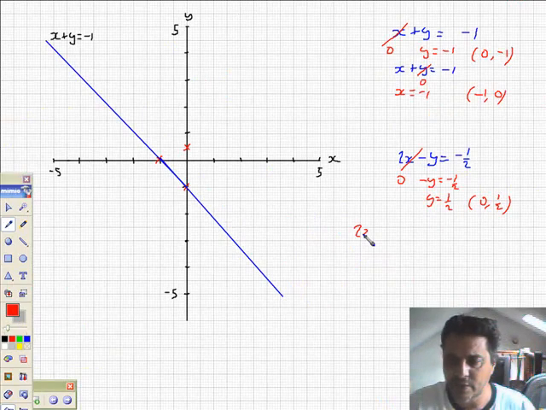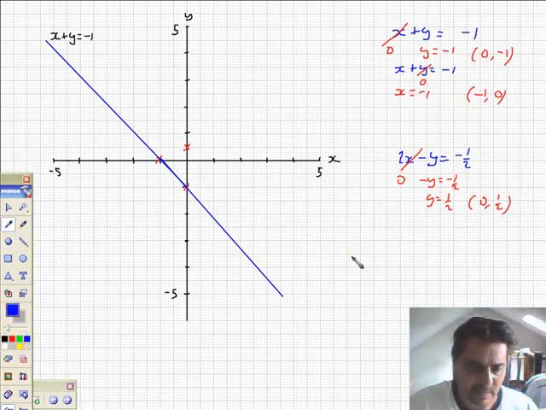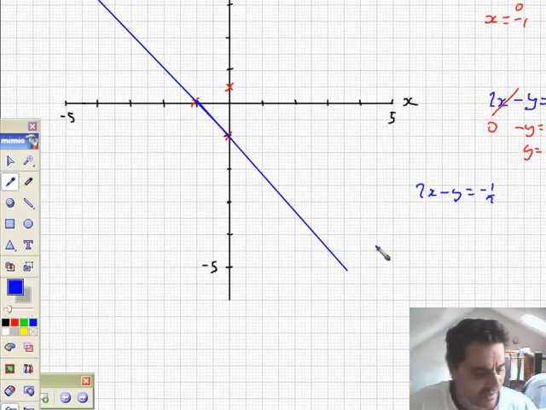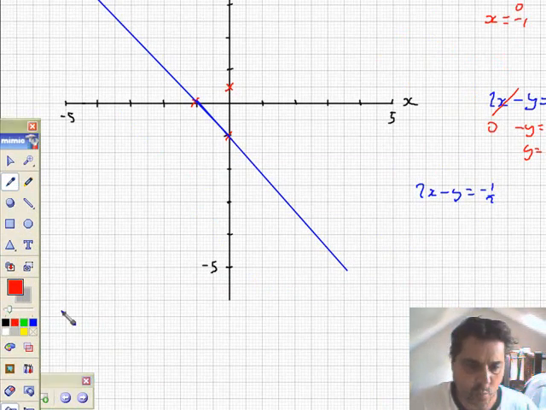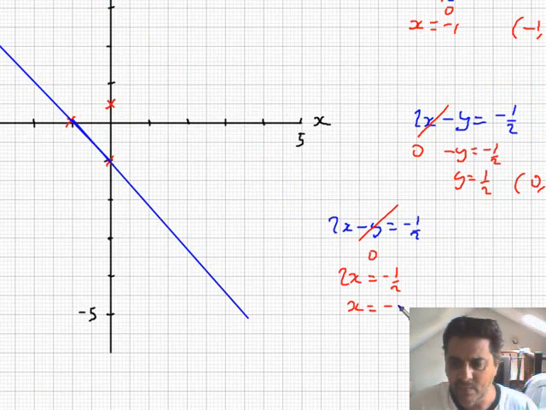Return to the original equation. In blue I prefer, actually. That one. So 2x minus y equals minus a half. We're now going to make the y 0. Yep, that's gone bye-byes. So 2x equals minus a half. If you divide by 2, we're going to get minus 1 over 4. It's minus a quarter. That's going to be a real pain to plot.